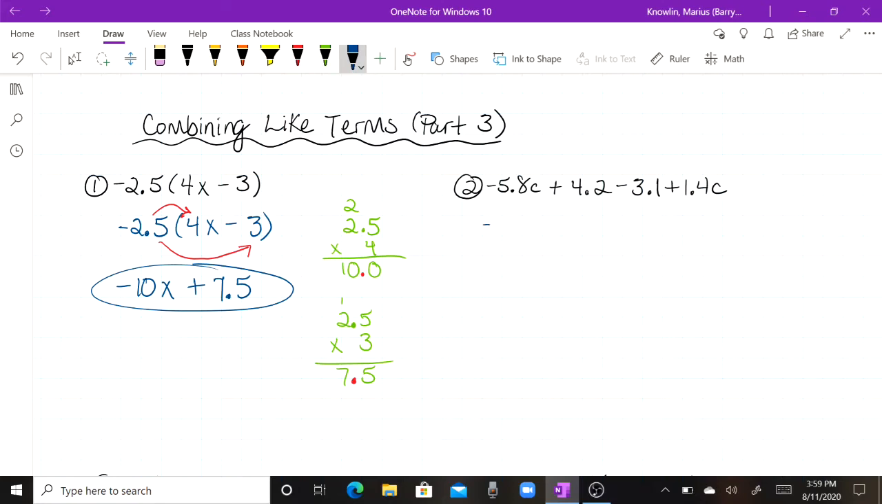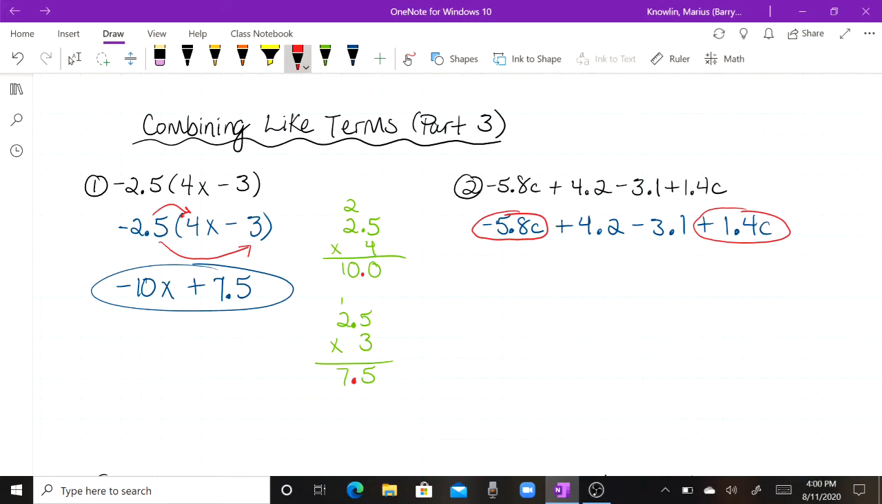We have negative 5.8c plus 4.2 minus 3.1 plus 1.4c. Okay? First thing we want to do, we don't have to distribute anything. We don't have any parentheses, but we do have like terms. Two of my like terms are negative 5 8/10 c and positive 1 4/10 c. These are different signs. Different signs subtract.